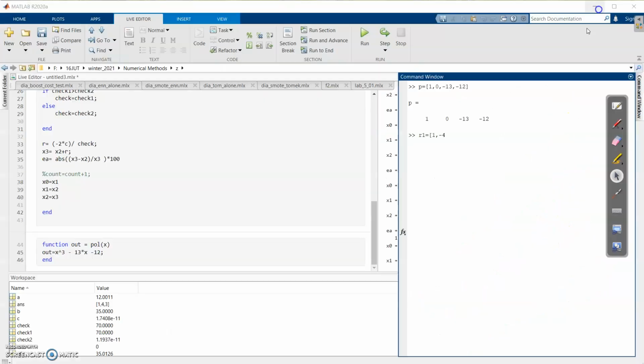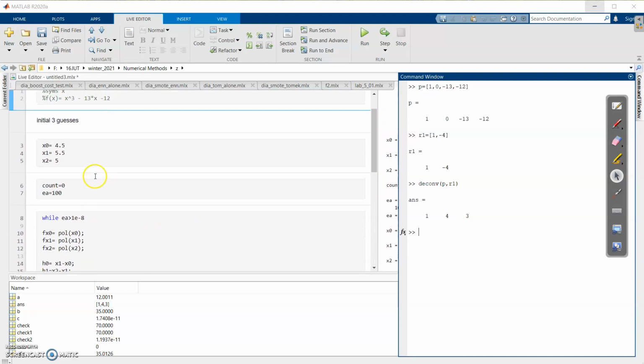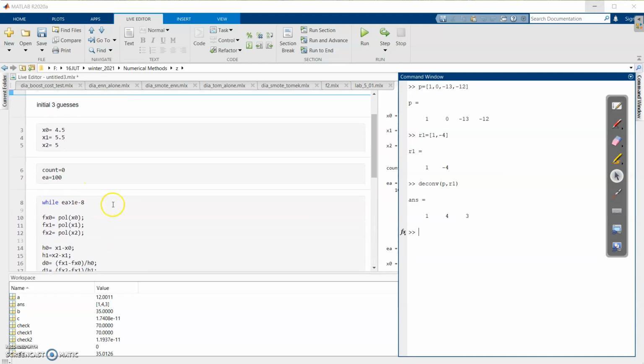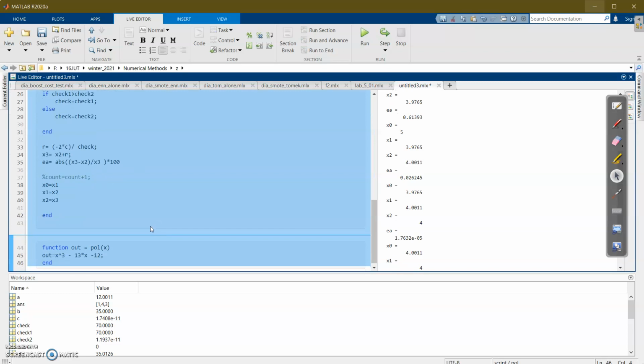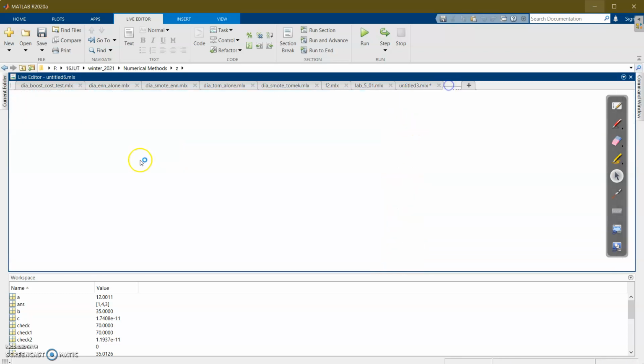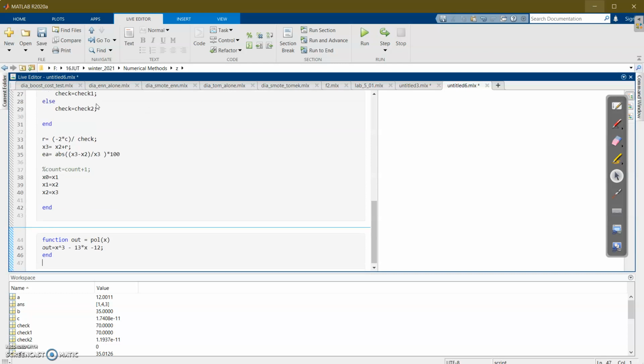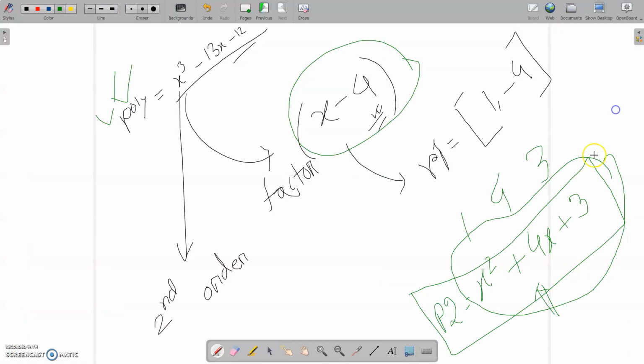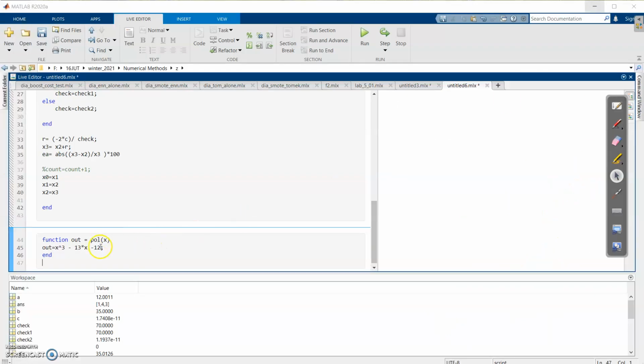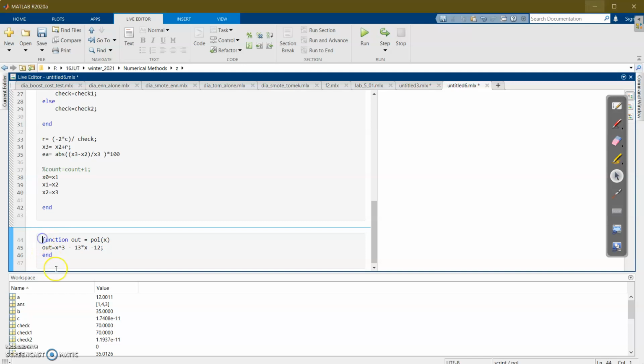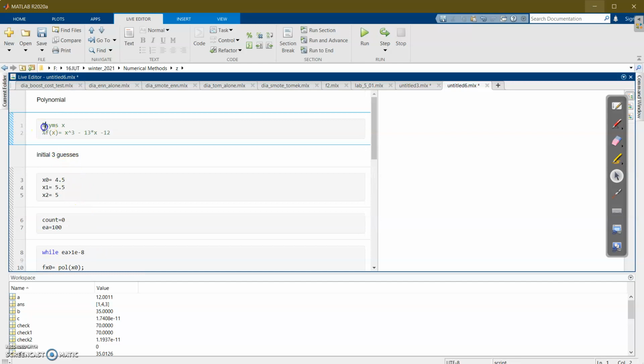So x square plus 4x plus 3. For now let's just copy it. As you can see, creating a polynomial like this again and again makes it less convenient. I have to check it again and again. So for now, let's use the symbolic function. That will make it easier.